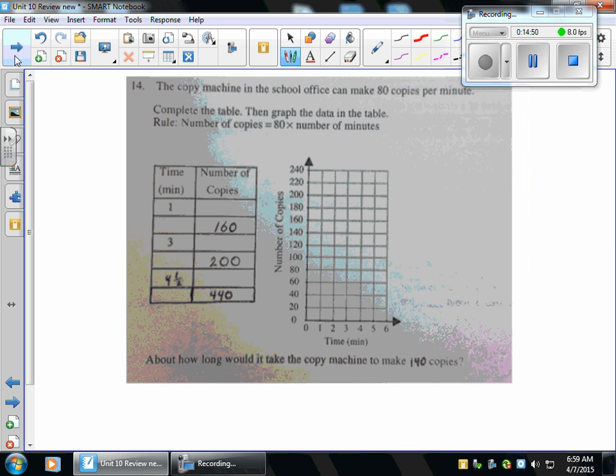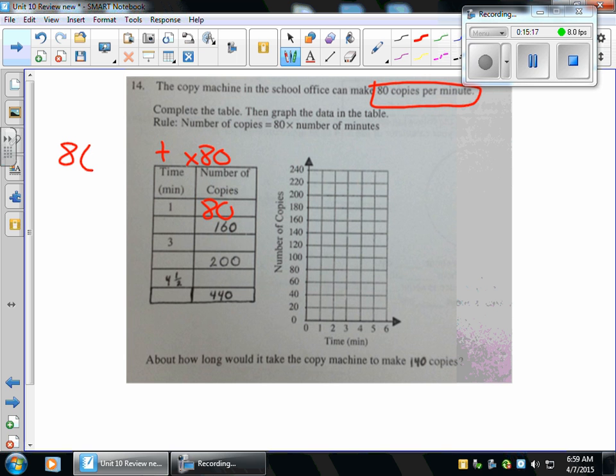The copy machine in the school office can make 80 copies per minute. 80 copies per minute. Keywords here. Complete the table, then graph the data in the table. So the rule is the time, so however many minutes times 80, right? So T times 80 is our rule. So after 1 minute, we have made 80 copies. After 3, so we're going to go 80 times 3. We have 240.